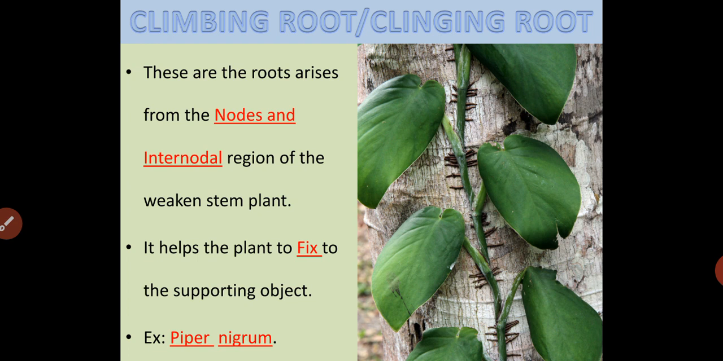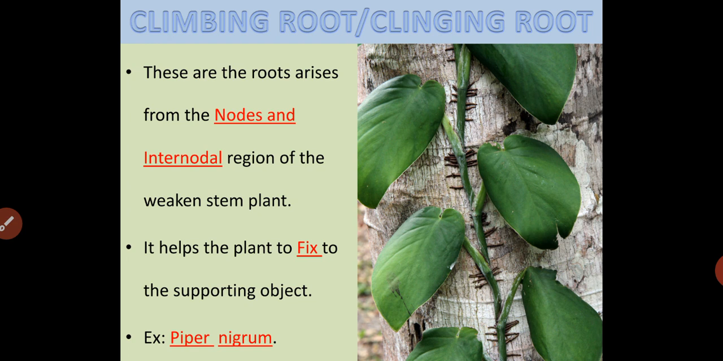Let us move towards the next type, that is the climbing root or clinging root. These are the roots that arise from the nodes and internodal region of the weak-stemmed plant, which help to fix to the host plant and act as mechanical support to the plant body, as seen in case of Piper nigrum.